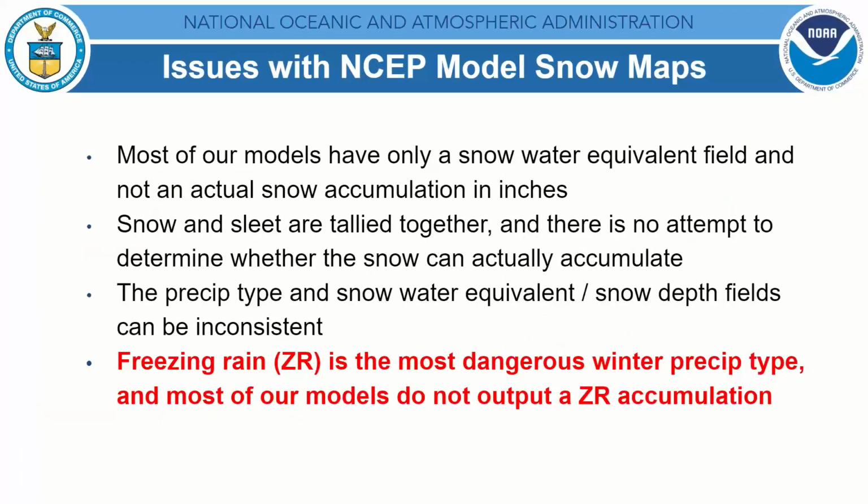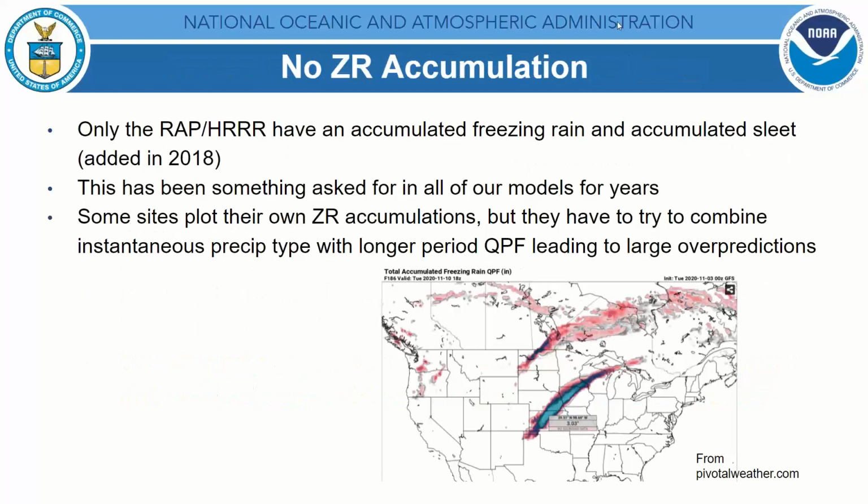And finally, freezing rain is the most dangerous precipitation type, and most of the models, believe it or not, don't output a freezing rain accumulation. Why is that? Only the RAP and the HREF have an accumulated freezing rain and accumulated sleet. They were added in an upgrade back in 2018, something that's been asked for years from forecasters, but it's a very difficult thing to do.